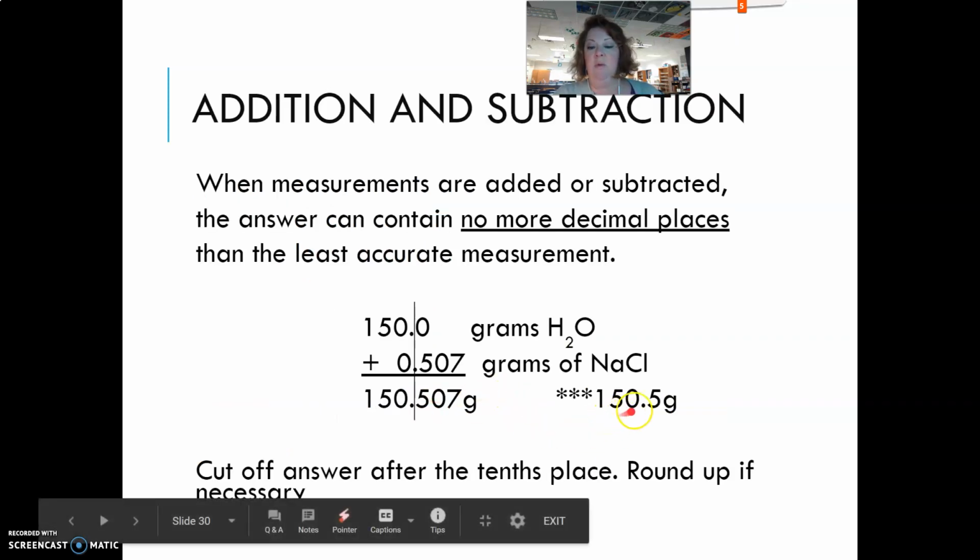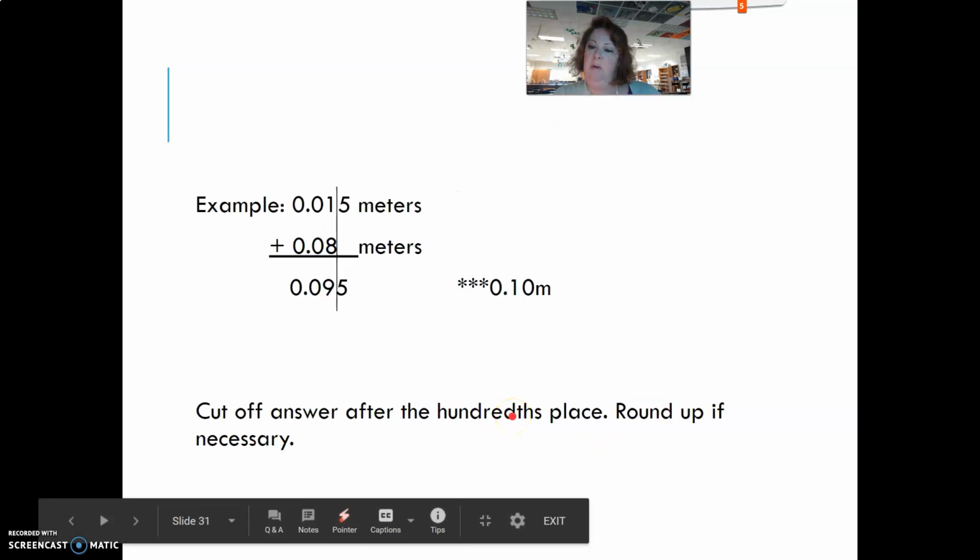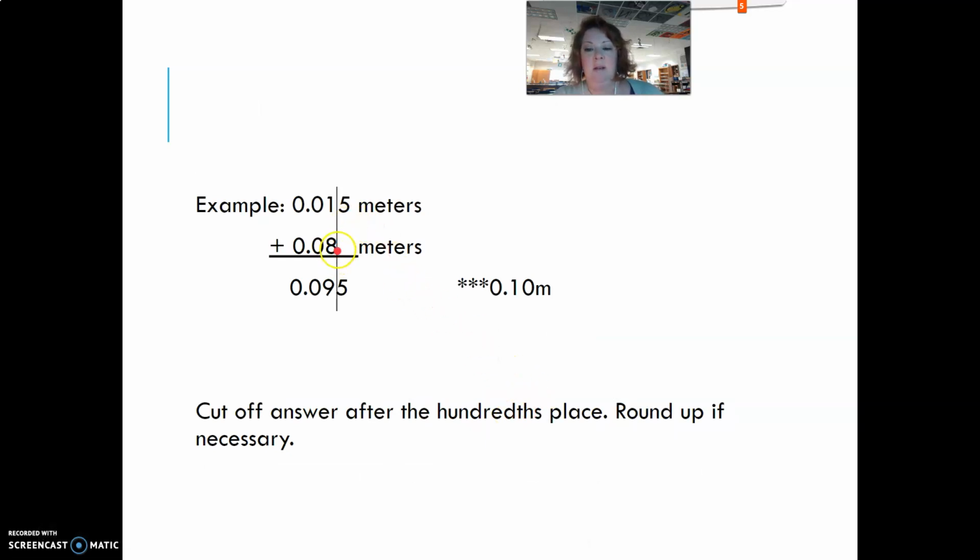So your answer should be 150.5. I don't know how that got moved. That was weird. Okay, this one's right. So again, the least number of decimal places. We've got 2 decimal places here, 3 there. Our answer can only have 2 decimal places.